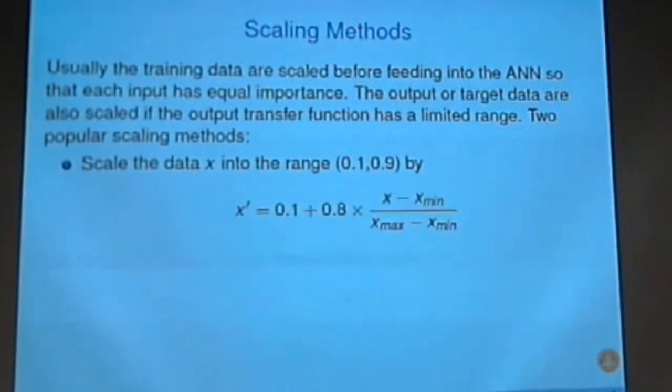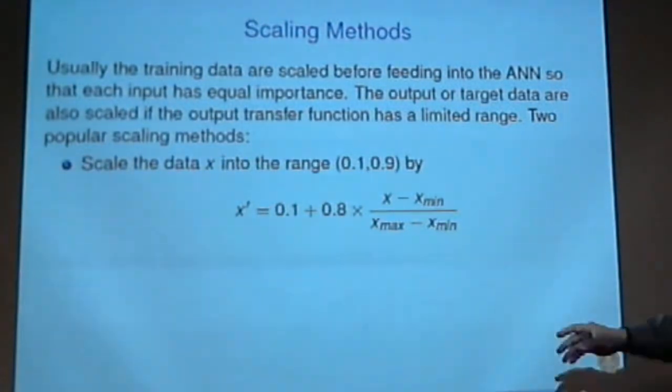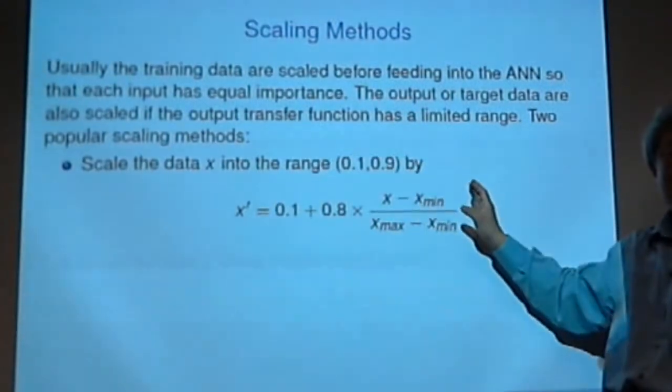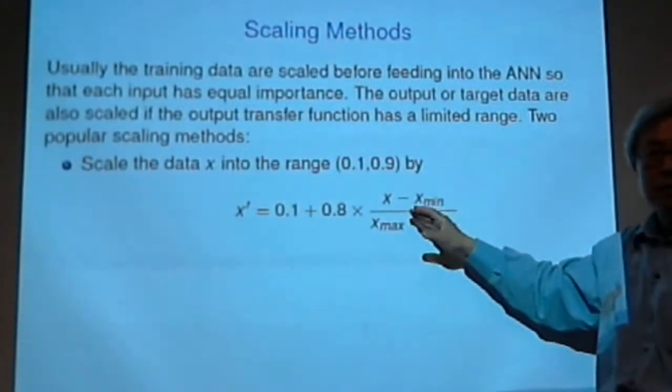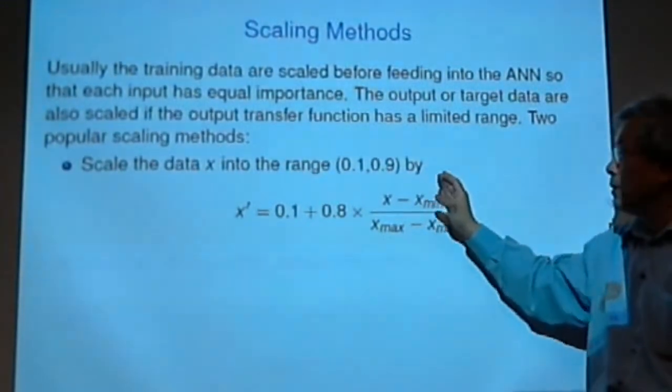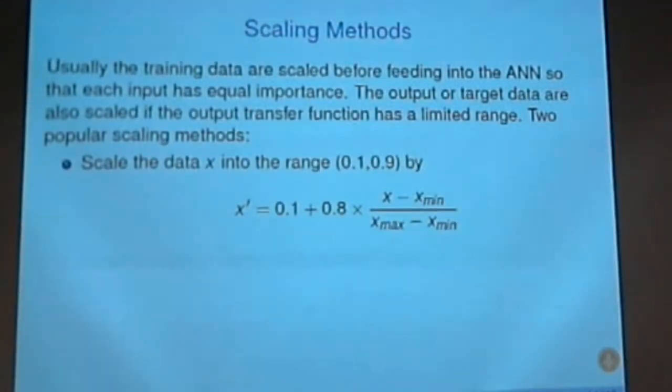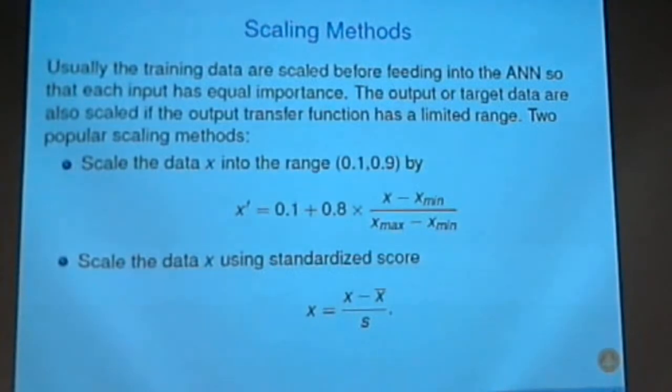There are two types of scaling method. One is to fit the data into a range between 0.1 and 0.9. You compute x minus x minimum over x maximum minus x minimum, which scales to between 0 and 1. Then, because the length of the range is 0.8, you rescale that and shift the location into 0.1 to 0.9. That's the first scaling method. The second scaling method is standardization.